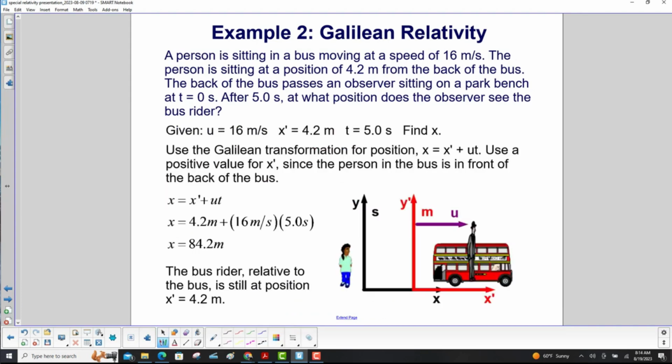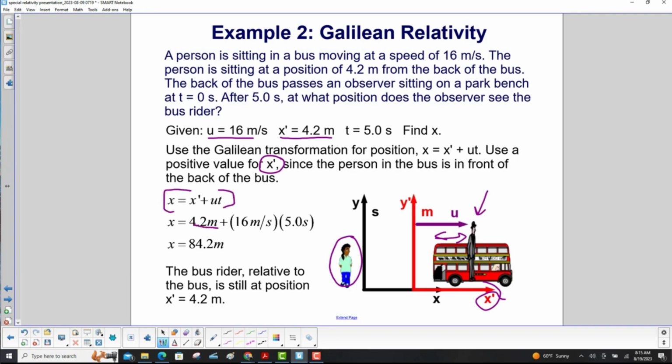The givens are the speed of the bus, which is u, and the position of the person relative to the bus. So the person right here is at 4.2 meters from the back of the bus, and that's in the moving reference system. And time is equal to 5 seconds. Find x, which is the position at which the observer sees the bus rider. Use the Galilean transformation for position. X is equal to x prime plus ut. Use a positive value for x prime since the person in the bus is in front of the back of the bus. Here's our equation.